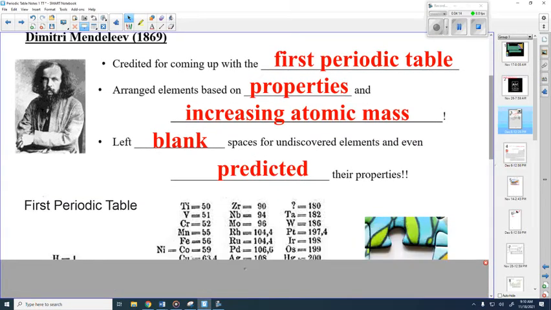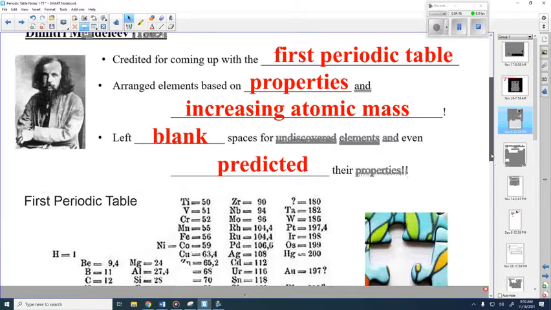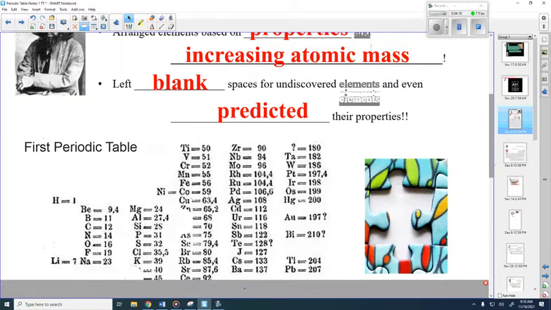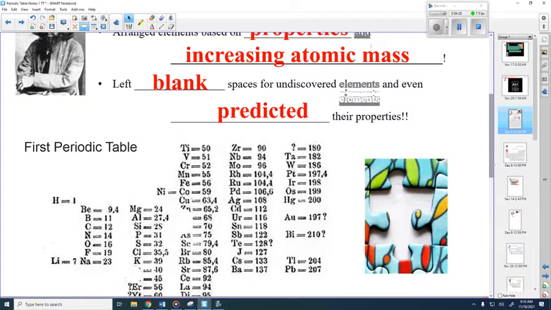So here is his original periodic table. Here are his notes. He has hydrogen in the top left, and we see a lot of familiar names, like magnesium, aluminum, silicon, phosphorus, all that stuff. They're arranged by property, so he had different columns based on properties, and they're all in order of atomic mass. And what's kind of crazy is he even left blank spaces.